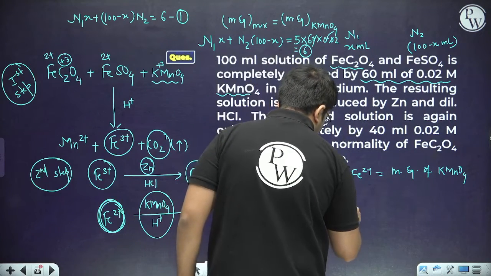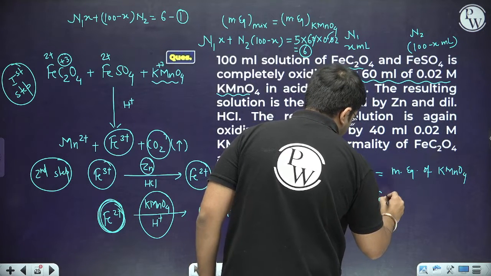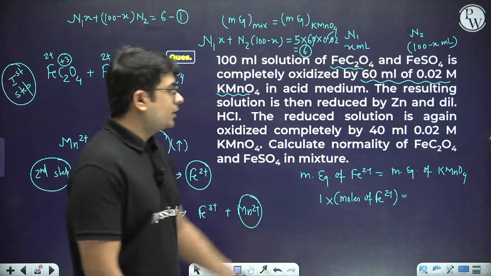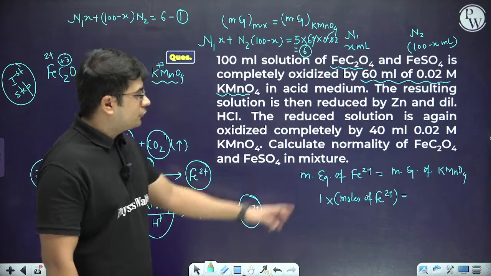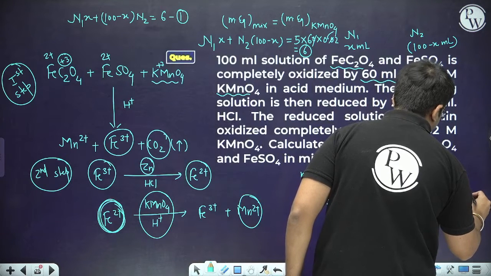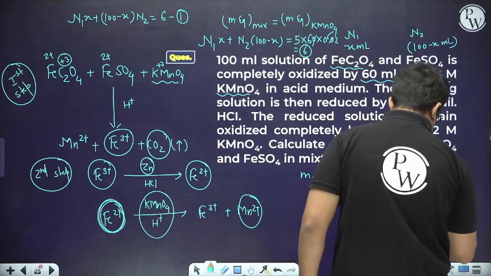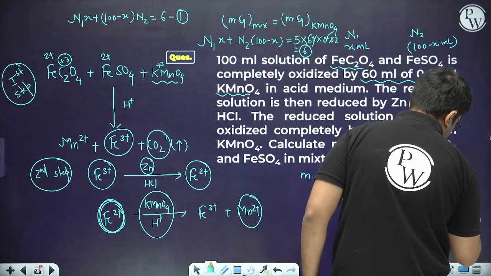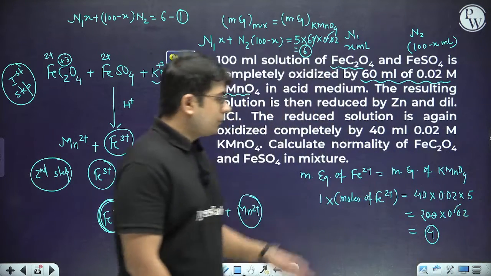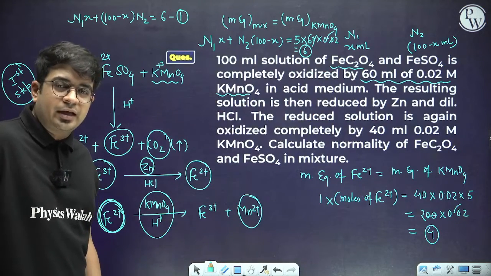N factor is 1, multiplied by moles of Fe2+, will be equal to, in this case, milliequivalents of KMnO4, which will be 40 multiplied by 0.02 multiplied by N factor, which is again 5. So 5 times 40 is 200, multiplied by 0.02. This cancels out with this, and that will be 4. So moles of Fe2+ comes out as 4.